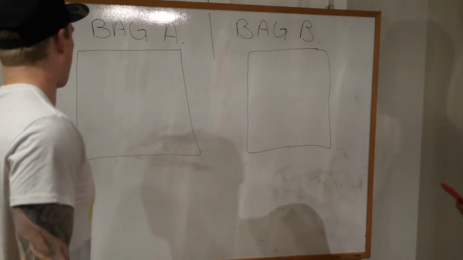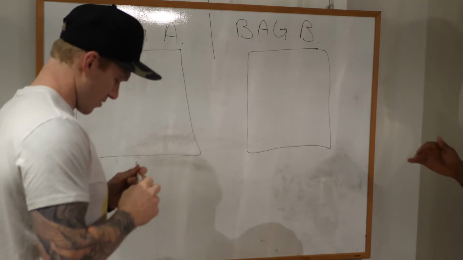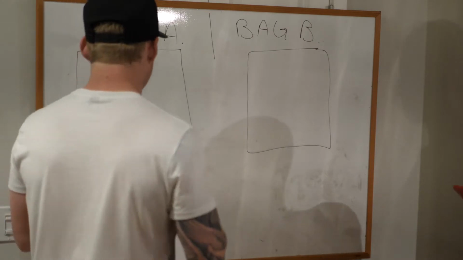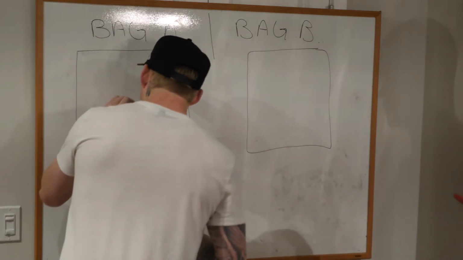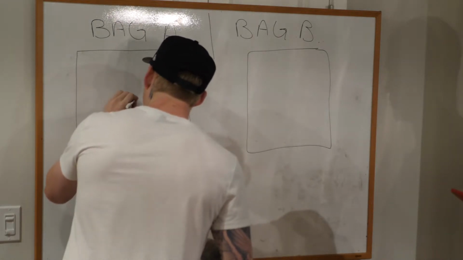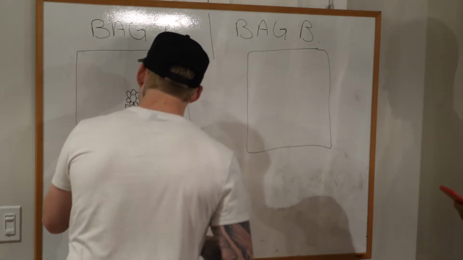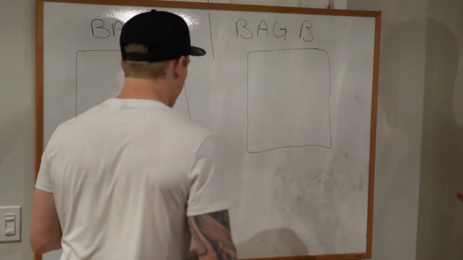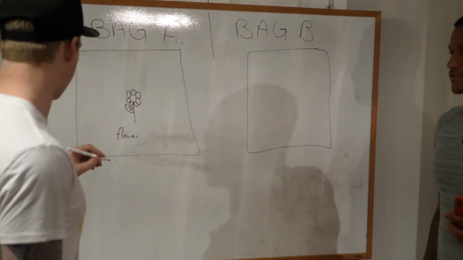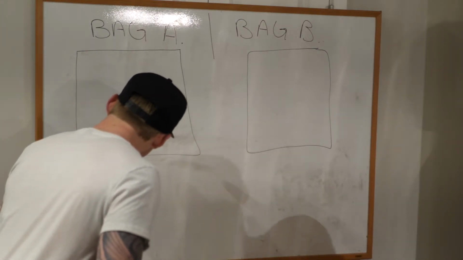All right, now I want you, using the whiteboard, to draw what you think you felt inside of bag A and tell me whether it was biotic or an abiotic factor. Oh, like a flower. Okay, now is a flower a biotic or an abiotic factor? Say biotic. Very good. Living.